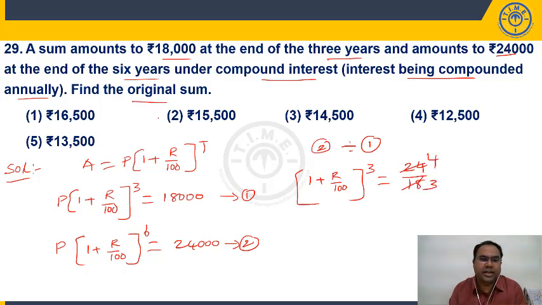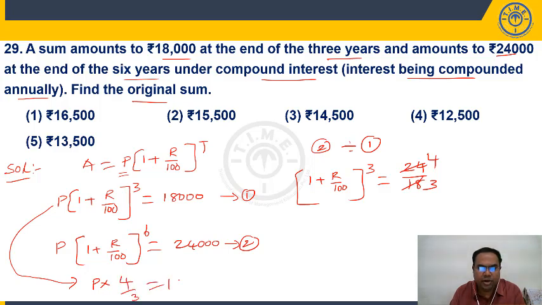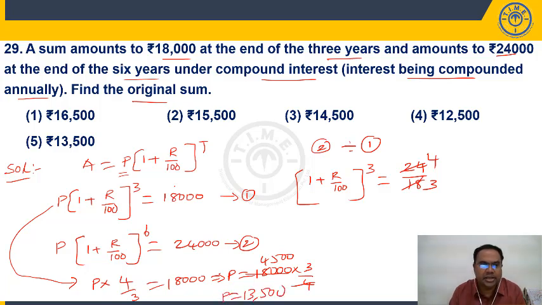Now, what is the question? Find the original sum. Principal value we need to find out. Substitute here. P into 1 plus R by 100 whole cube, which is 4 by 3, is equal to 18,000. From this I can say P is equal to 18,000 into 3 by 4. 4 4s are 16, 20. 4,500 into 3, 13,500 is the original sum, present in fifth option.